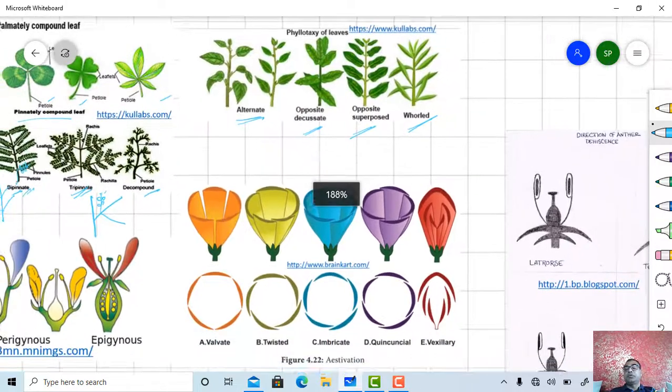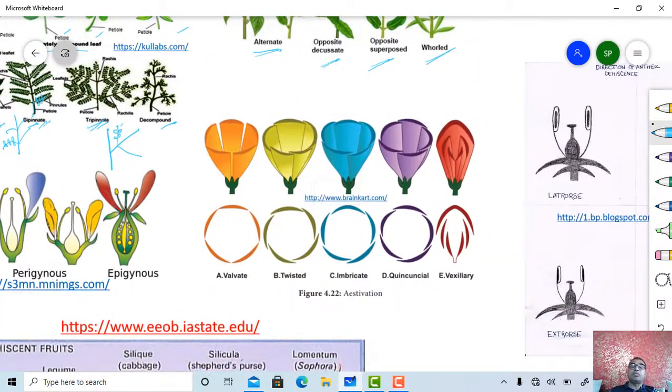Just say about this figure also, the aestivation: the mode of arrangement of sepals, petals, or perianth leaves in the bud condition, which is called aestivation. So this is a valvate type of aestivation. This one is a twisted type of aestivation, completely overlapping is present. One of the margins is on the outer side, while another margin is towards the inner side. So one margin inside and another margin outer side. So this was the overlapping. Then this one is an imbricate type of aestivation.